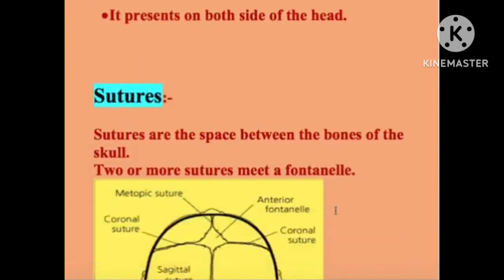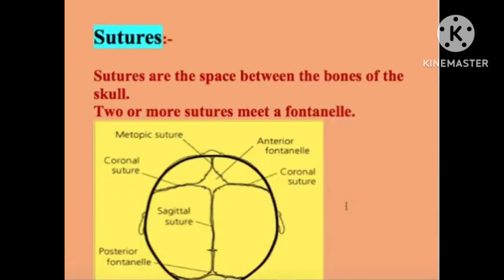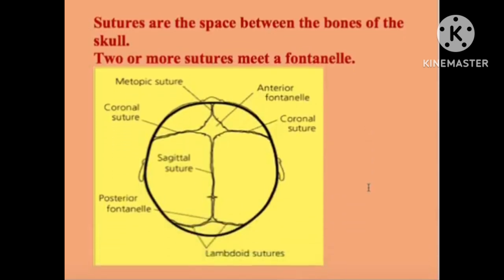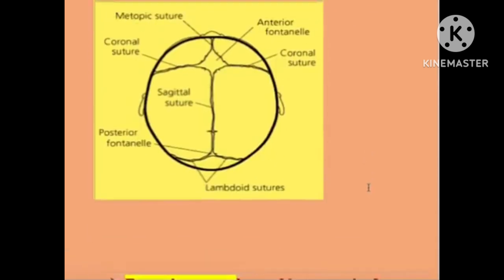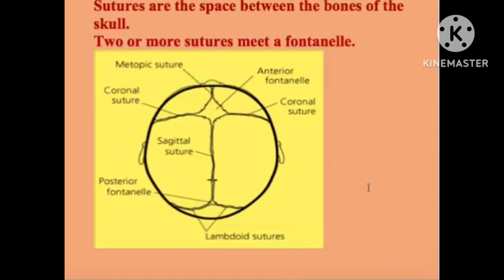Next are the sutures. How many sutures are present in the fetal skull? What is the meaning of sutures? Sutures are the spaces between the bones of the skull. Many types of sutures are present, and where two or more sutures meet, it forms a fontanelle.